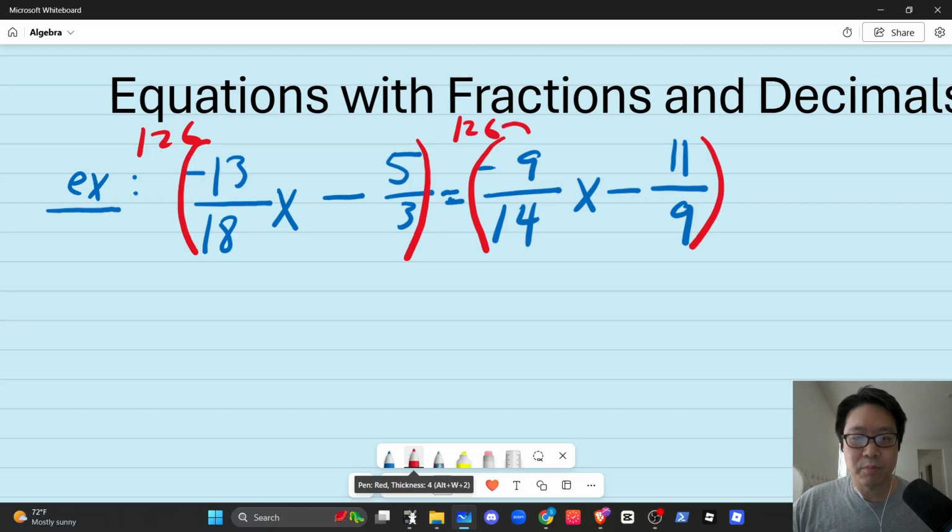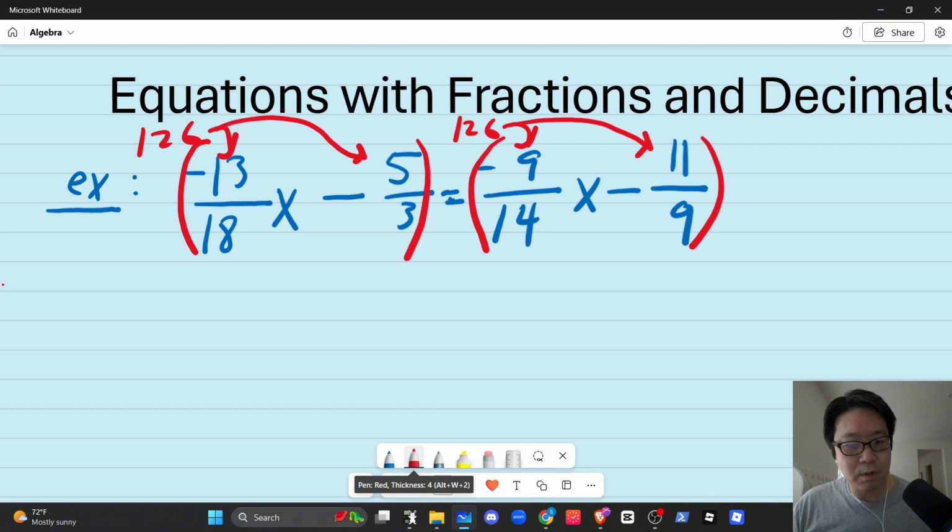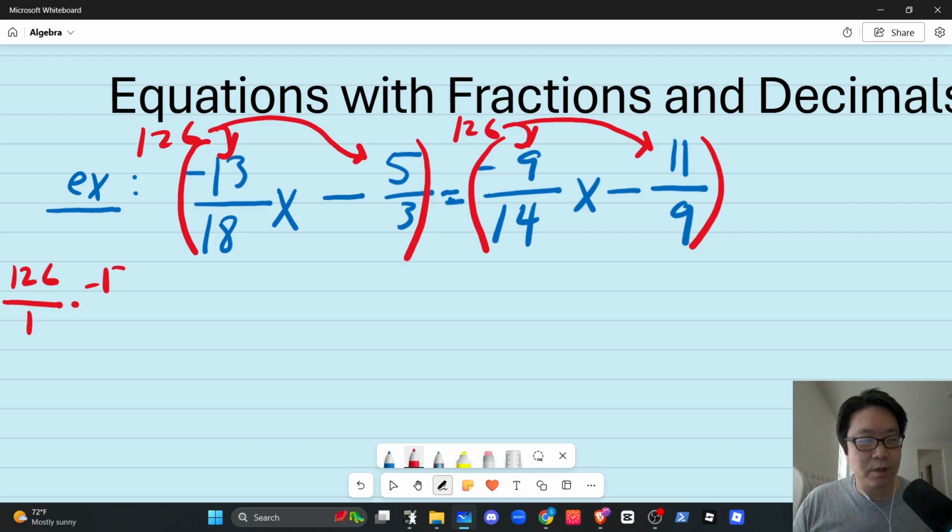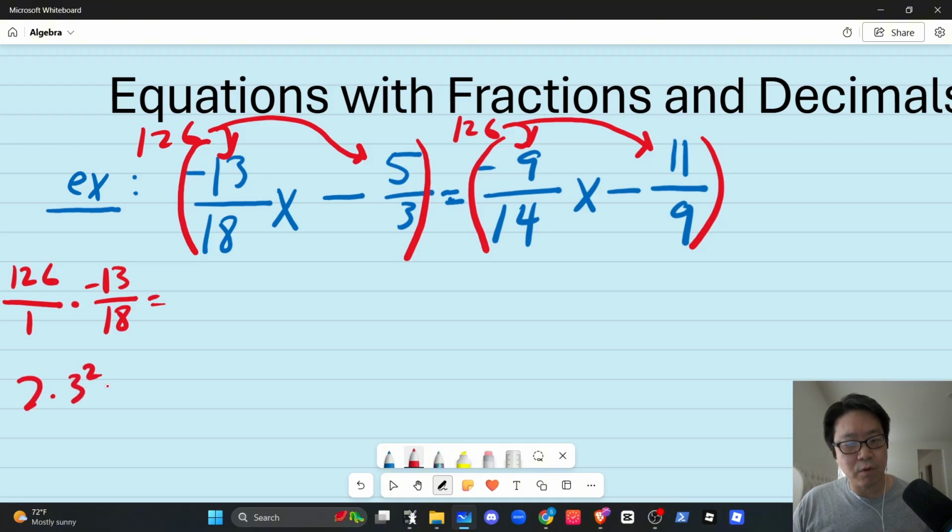Okay, we're going to multiply 126 by each term. So with the first term, we have 126 over 1 times negative 13 over 18. We can make this a little easier by remembering that our LCD, if we break it down into its factors, was 2 times 3 squared times 7. Okay. Realize that 2 times 3 squared is 9. 9 times 2 is 18. 18 times 7 gives us 126.